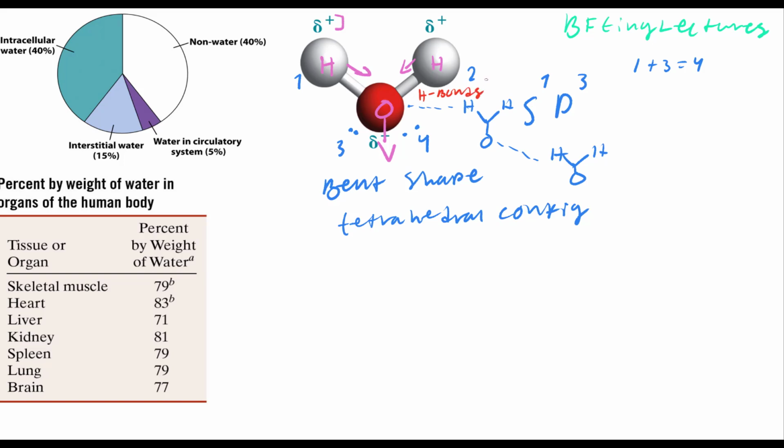And H bonds typically occur with nitrogen. So let's see, H bonds occur with nitrogen, oxygen, and fluorine. Those are very important elements that it could bond with.